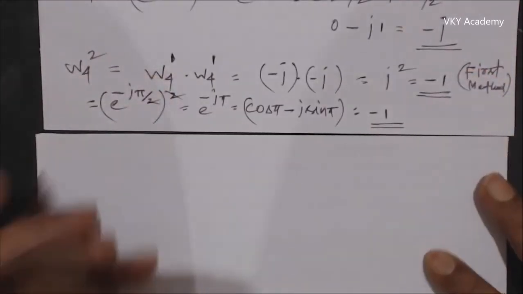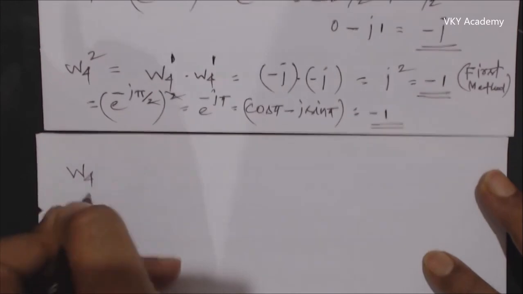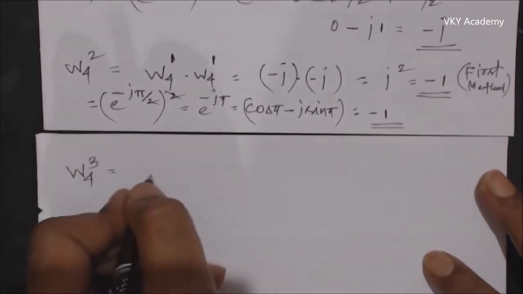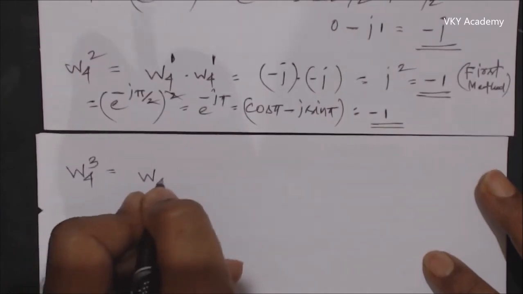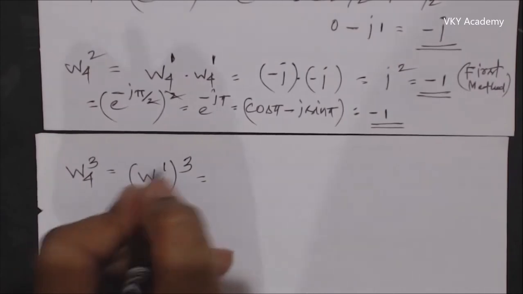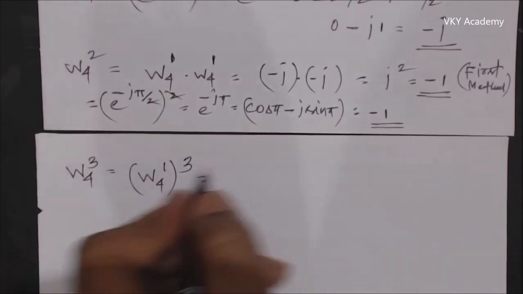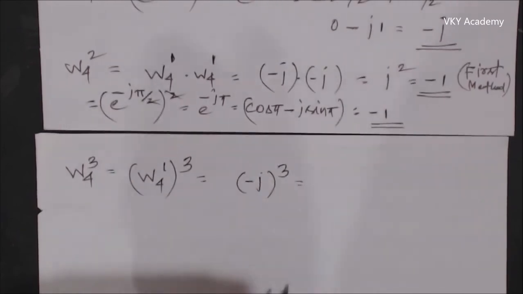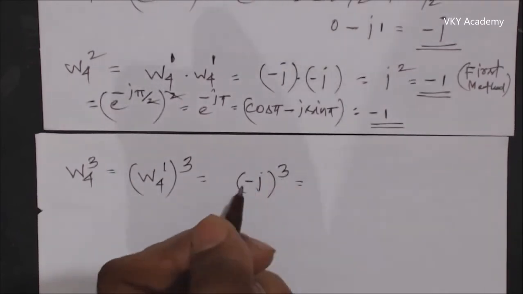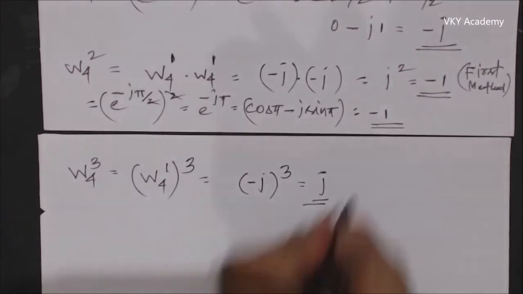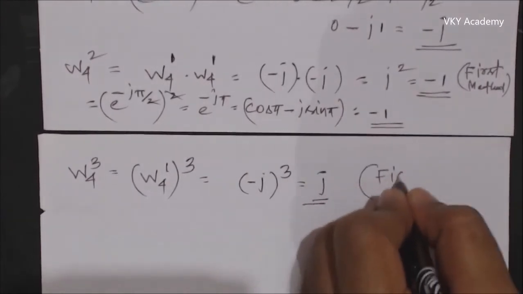Next we will calculate the value of W4 to the power 3. So again W4 to the power 3 can be calculated by W4 to the power 1 whole to the power 3. As W4 to the power 1 we have already calculated, which is minus j, whole to the power 3. So minus j cube is equal to j. First method.